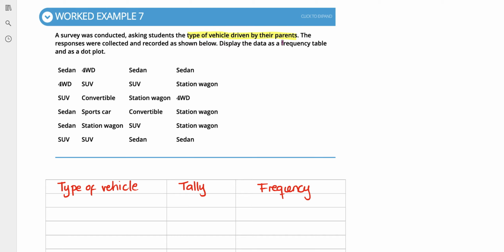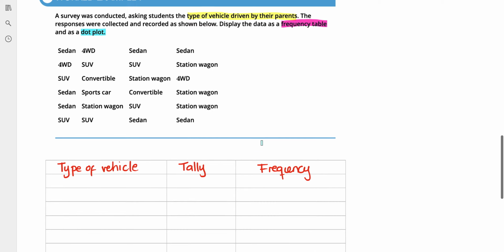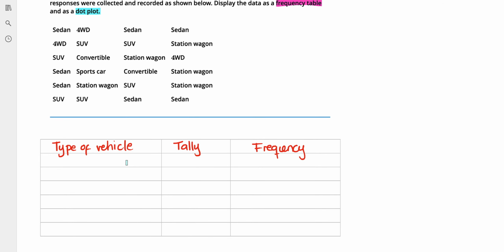We're going to do a frequency table, what we did before, but also a dot plot. A dot plot is very similar to a frequency table, but it's more visual. You're going to see in a minute how it works. We're going to do the same. I cheated a little bit. I already have the table here with the titles so that I don't waste as much time as previously.